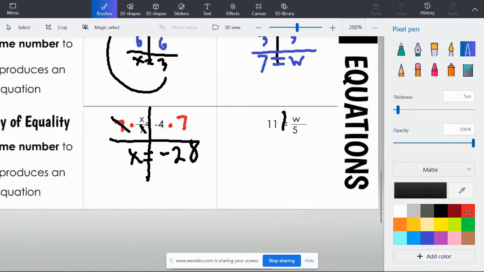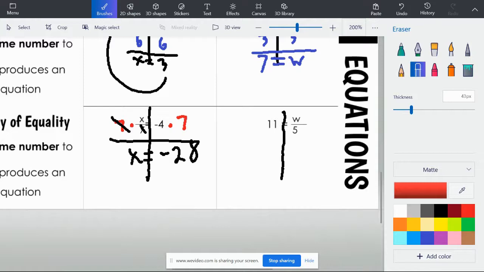And last one, divide that equation in 2. Think about what's being done to the variable. w is being divided by 5. Okay, so we're dividing by 5. The opposite of dividing by 5 is going to be multiplying by 5. Whatever we do to one side of the equation, we have to do to the other.